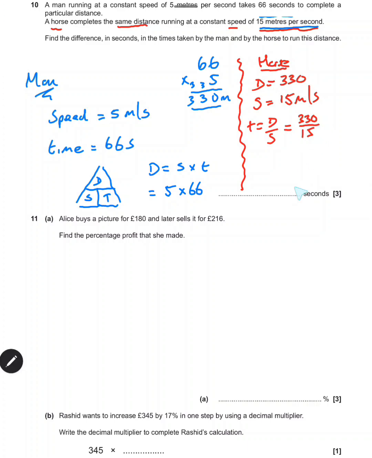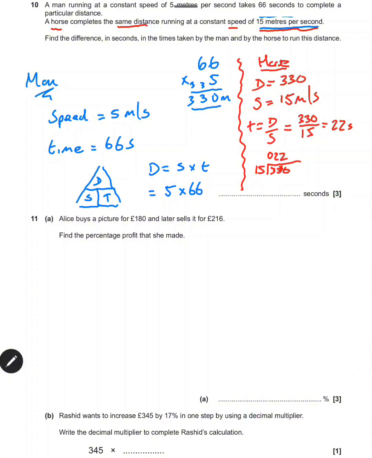divided by 15. And I'm just going to need to use a column method for this and see how many 15s go into 330. 15s into 3 is 0, remainder 3. 15s into 33 would be 2, remainder 3. Sorry, that's a mess. And 15s into 30 would be 2. So the answer to that is 22. And it would be seconds because it's time.